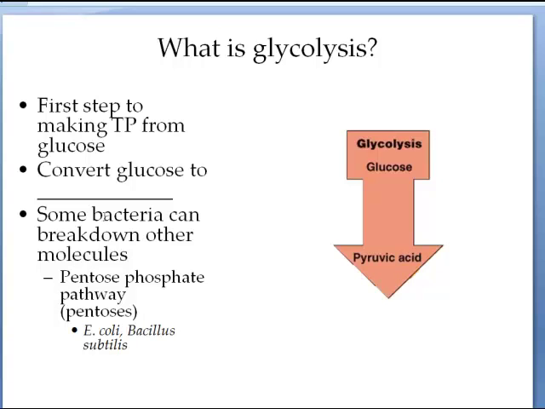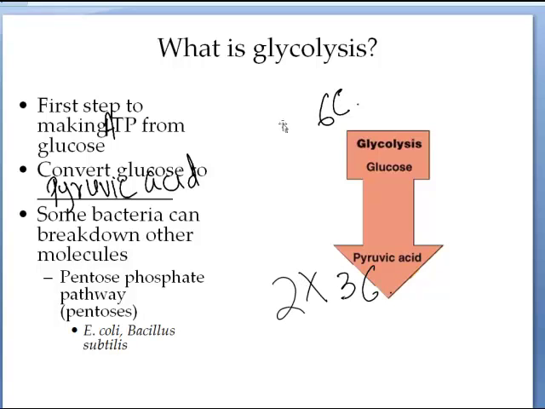Glycolysis, which is the first step in this process, will make ATP. The A is missing over here from glucose. It converts glucose to pyruvic acid, which is a 3-carbon compound. So here is a 6-carbon compound, and here is the 3-carbon compound. And since there will be 2 of these, because there's one 6-carbon molecule.